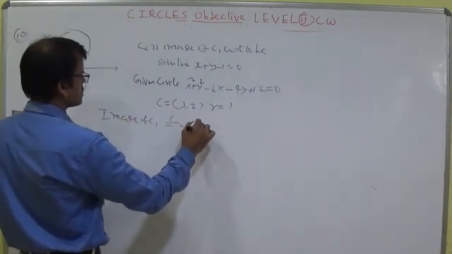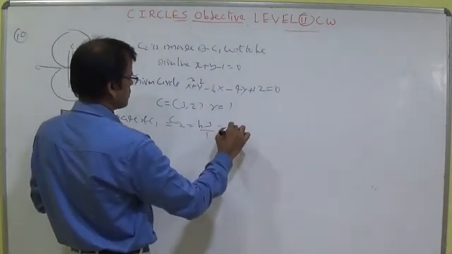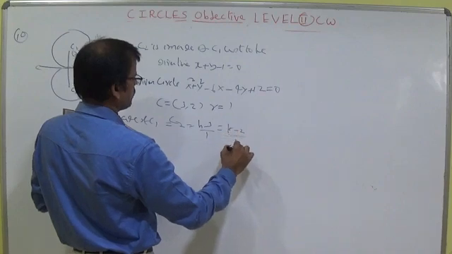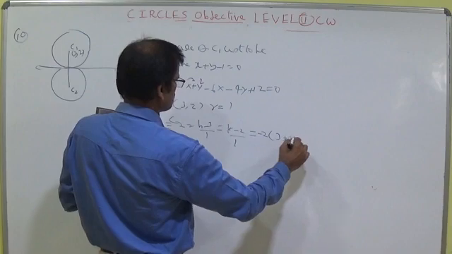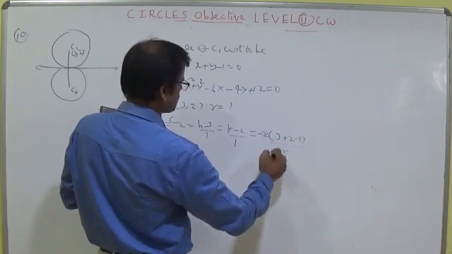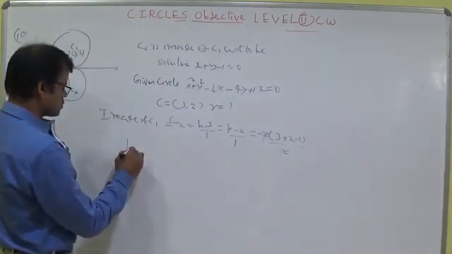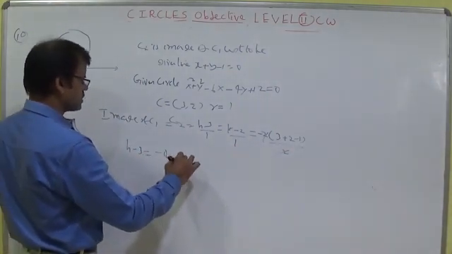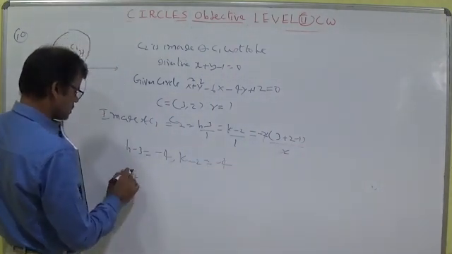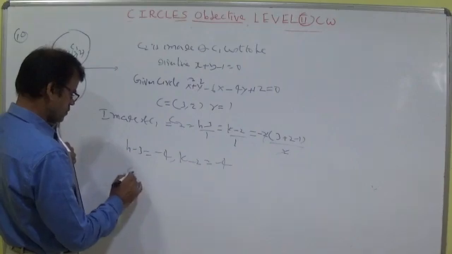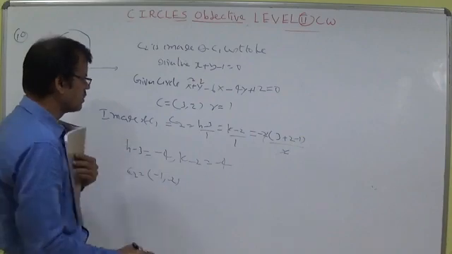Image of C1, C2: (h minus 3) by 1 is equal to (k minus 2) by 1 is equal to minus 2 of (3 plus 2 minus 1) by 2. 2 gets cancelled. 3 plus 2 is 5, 5 minus 1 is 4, minus 4. So you write here h minus 3 is equal to minus 4 and k minus 2 is equal to minus 4. Therefore the center C2 is (-1, -2) and the radius is the same.